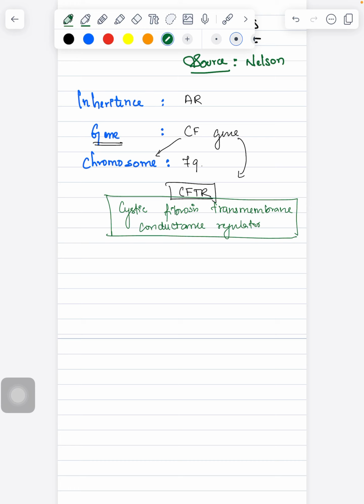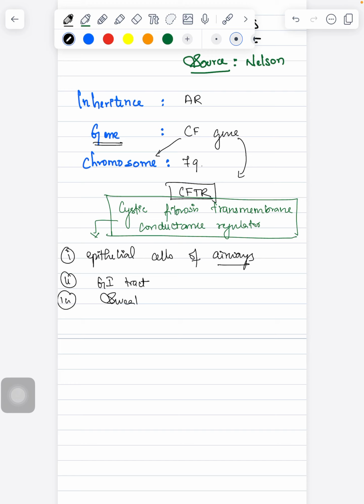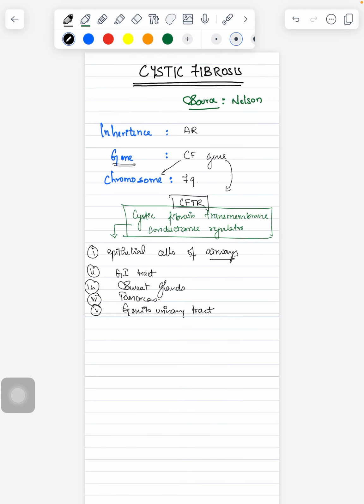Because this CF gene or this protein is expressed in epithelial cells. They are expressed in the epithelial cells of your airways. They are expressed in the GI tract. Third, in your sweat glands. Next, in your pancreatic duct or the pancreas. In your genitourinary tract. So these are the places where your CFTR gene or CFTR protein is expressed. So this is a multi-system disease. It is affecting every part of your body.